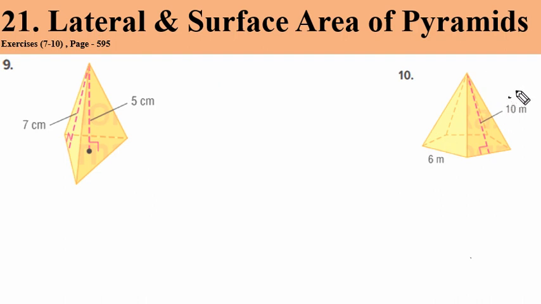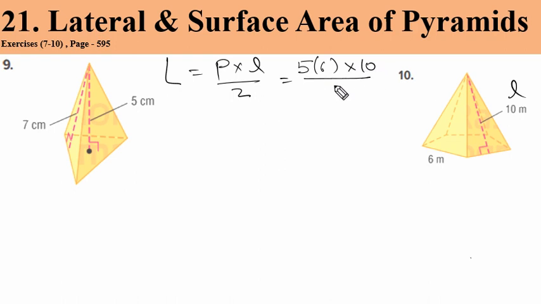Now slant height is L, base side is 6. First of all, lateral area is perimeter multiplied by slant height divided by 2. Perimeter is the sum of all the sides, so 1 2 3 4 5 sides, so 5 multiplied by 6 is the perimeter, multiplied by slant height 10, divided by 2. So 30 multiplied by 10, 300 divided by 2 will give us 150 meter square. So the lateral area is 150 meter square.